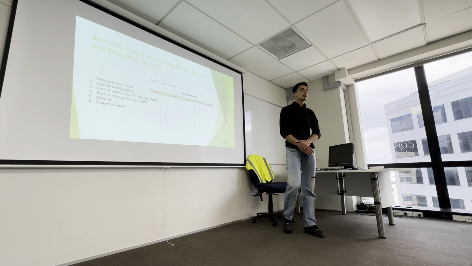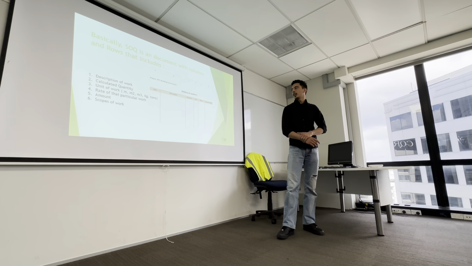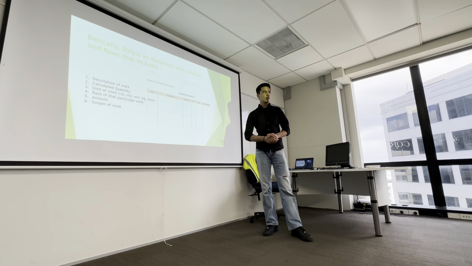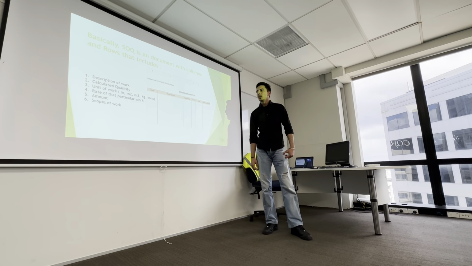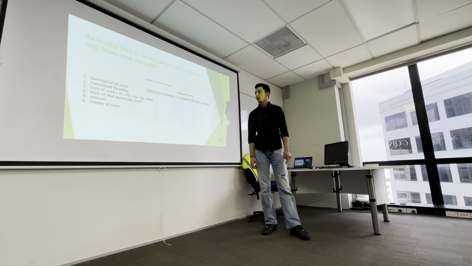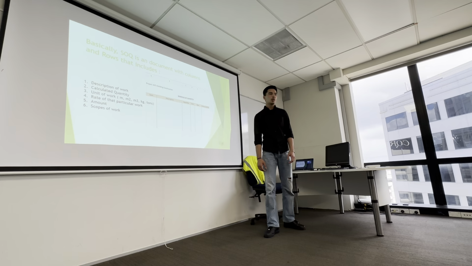Basically, SOQ is a document with columns and rows, like that in an Excel sheet, which includes the description of work, calculated quantity, unit of work in square meters, cubic meters, kgs or tons, the rate of the particular work, amount, and the scope of work.